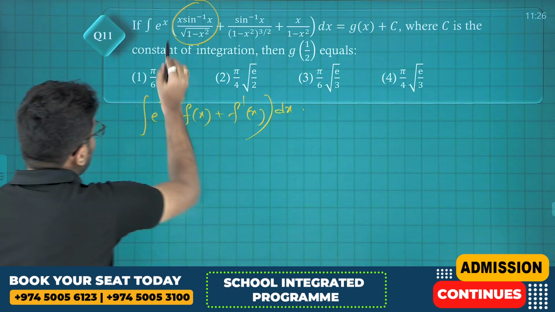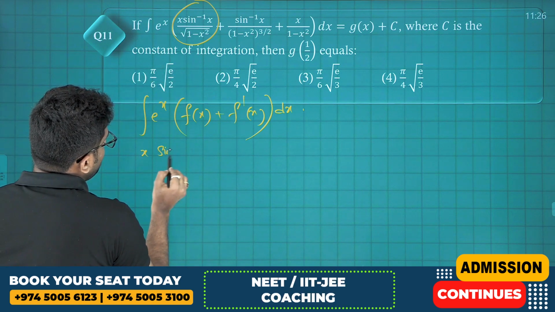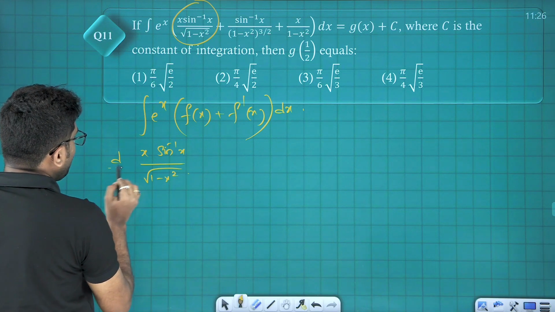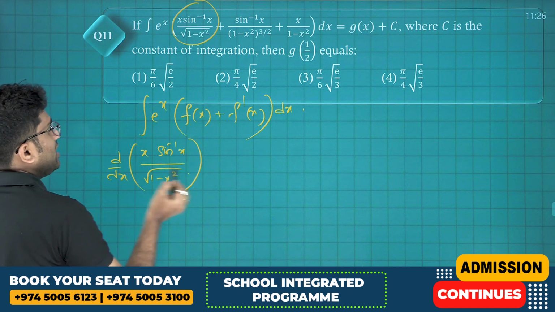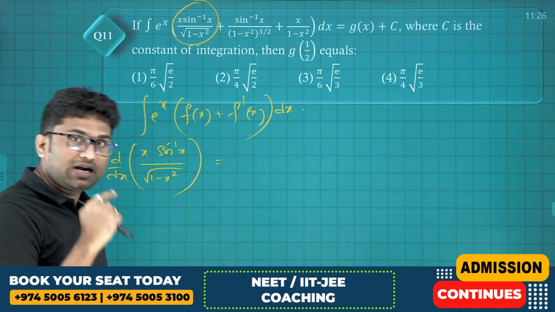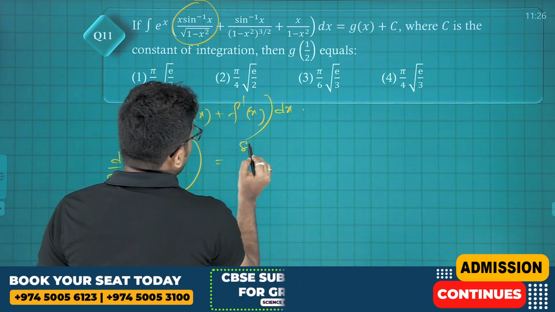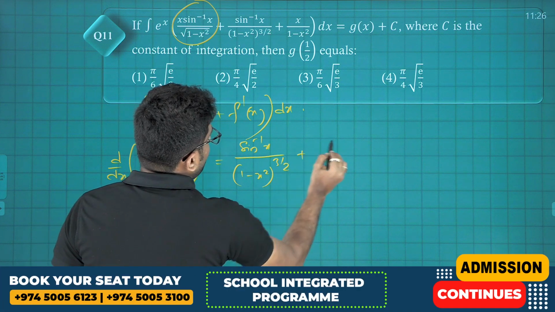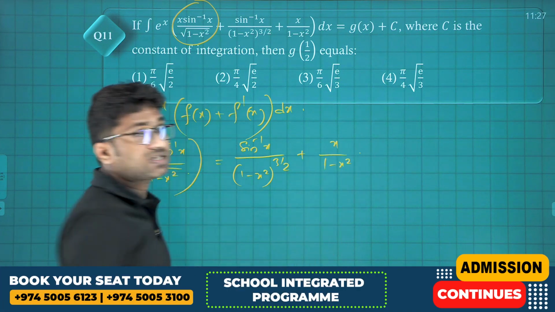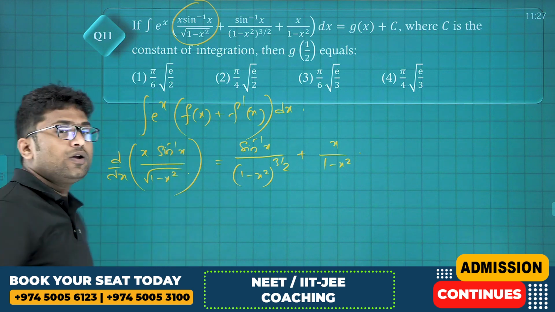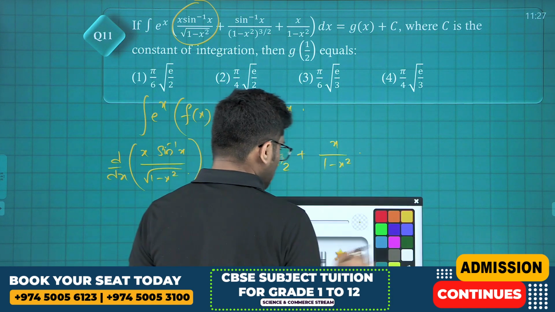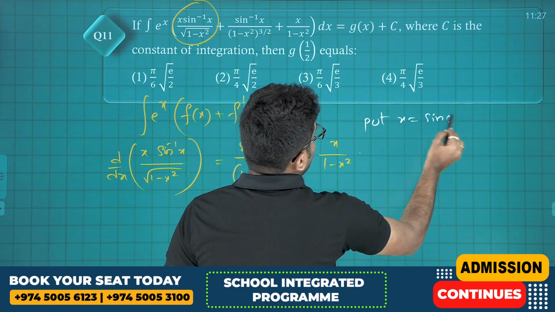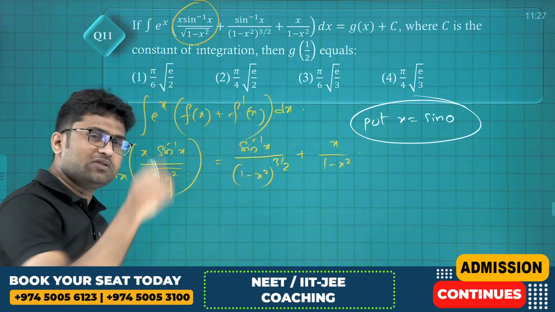Okay. So clearly x into sine inverse x divided by root over 1 minus x square. If you differentiate this, friends, d by dx of this is sine inverse x by (1 minus x square) whole power 3 by 2 plus x divided by 1 minus x square. Sir, how to do this differentiation? This is looking a bit complex. Just go by substitution. Put x is equals to sine theta and then differentiate, then you will get it very easily.